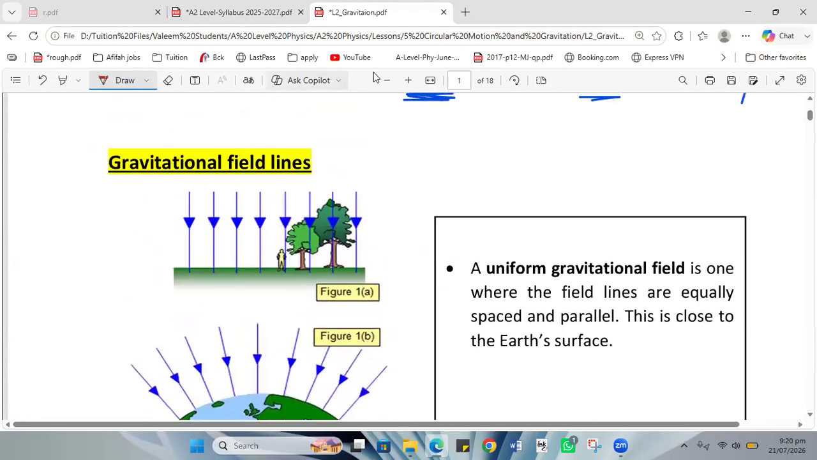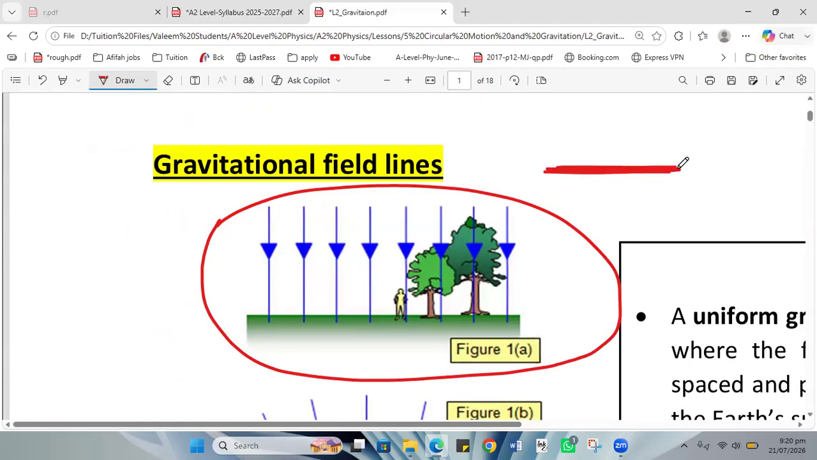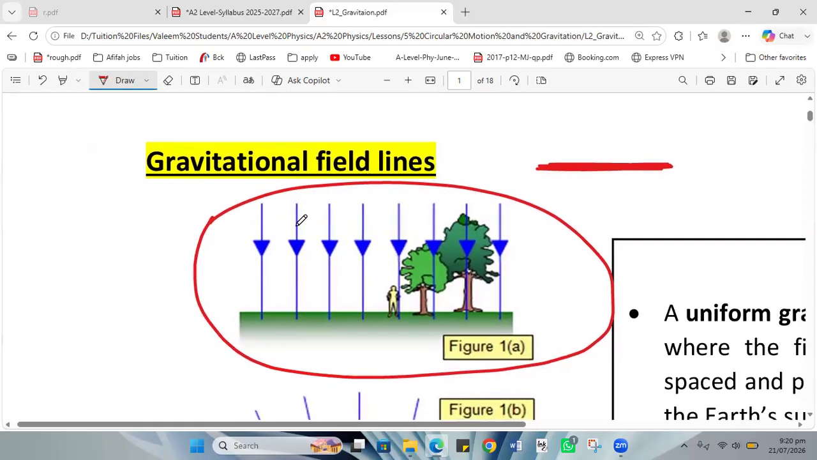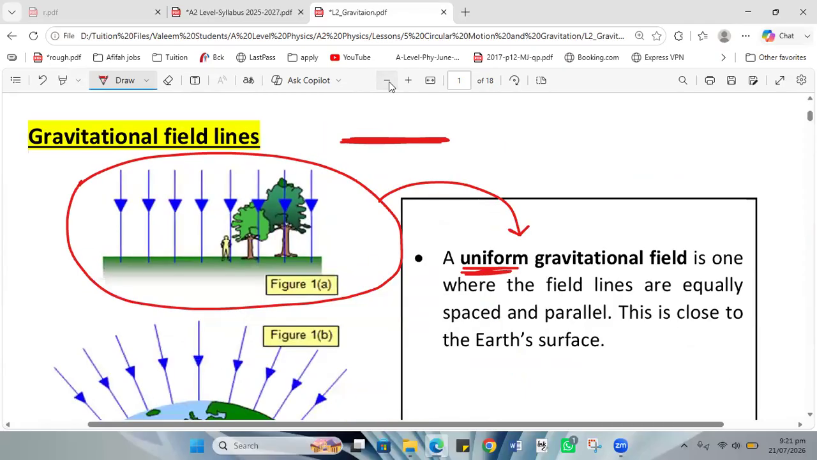Now, if I zoom into the Earth's surface, and consider just one flat part of the Earth's surface, then the field lines look like this. They are all equally spaced. So this field is called a uniform field. This means that closer to the Earth's surface, the field is uniform in strength. And how can you identify uniform field strength? The lines will be parallel and equally spaced.